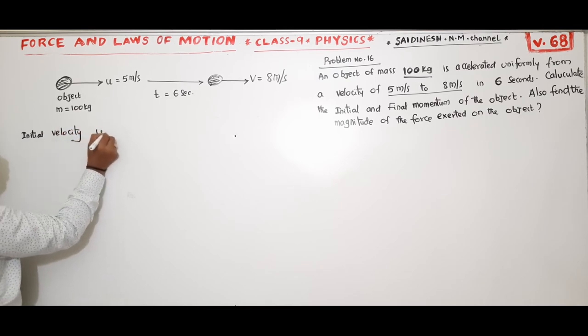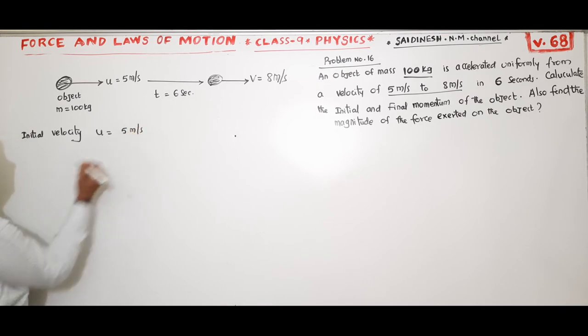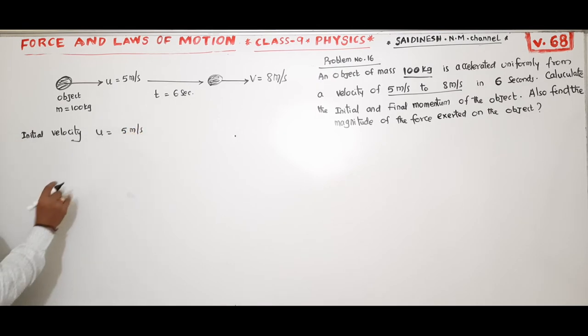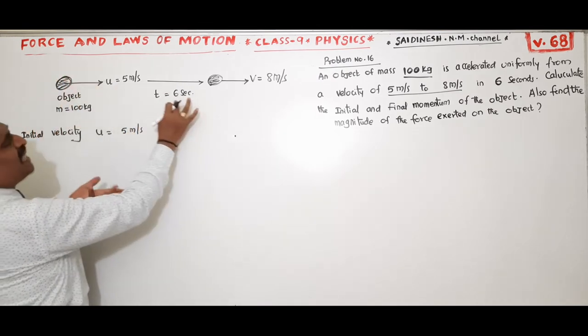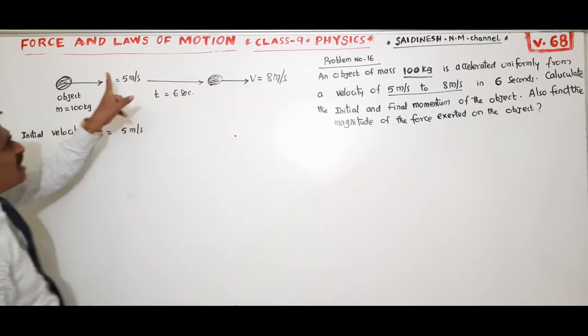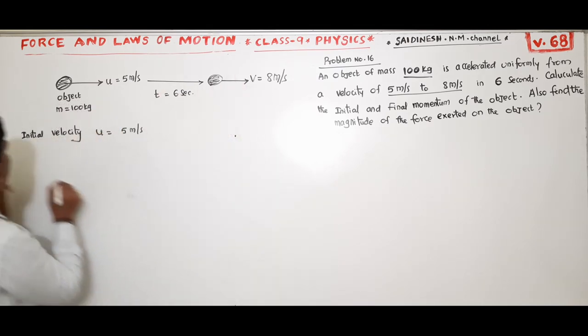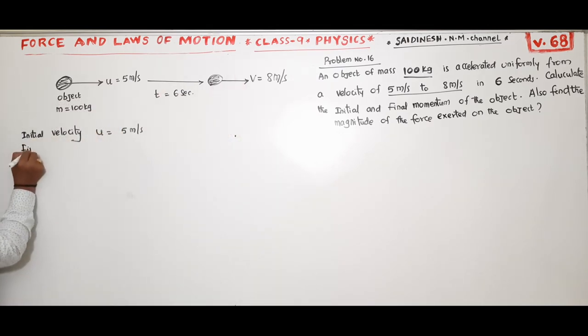Initial velocity of the object u is equal to 5 meter per second. After some time, after 6 seconds, its velocity is 8 meter per second. Velocity is changed. It is the starting velocity, initial velocity. It is the final velocity.